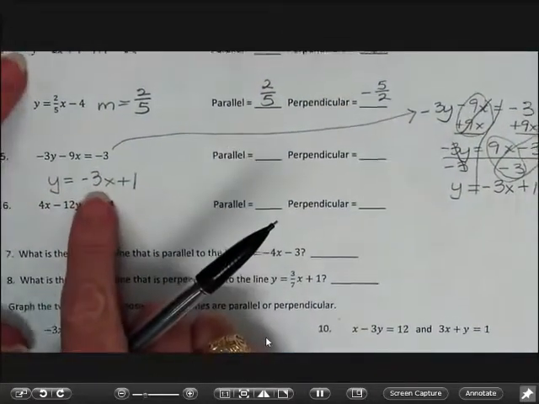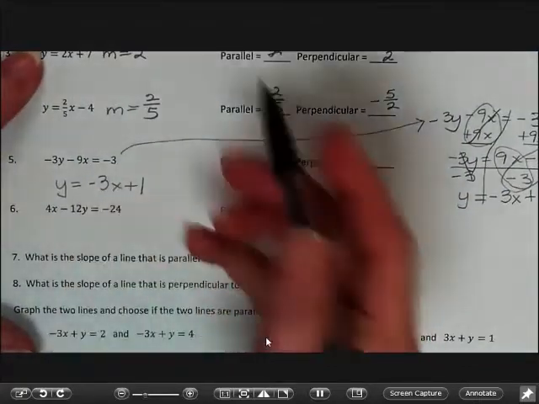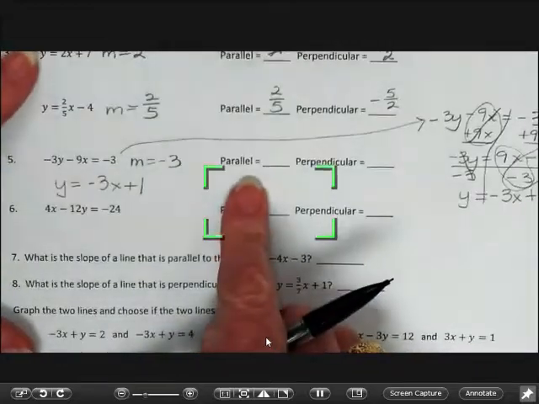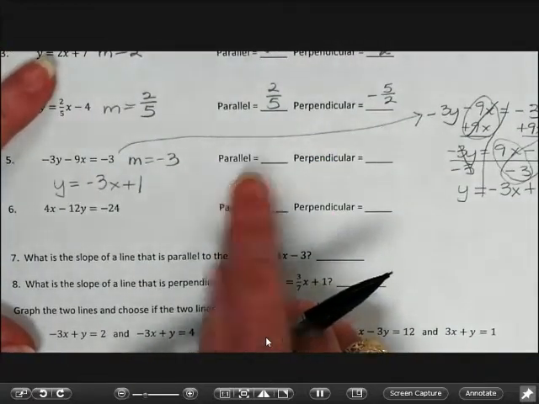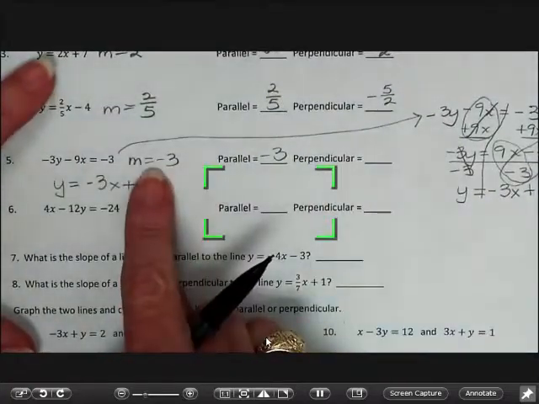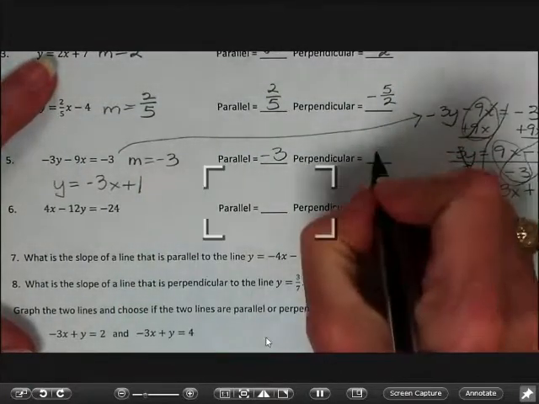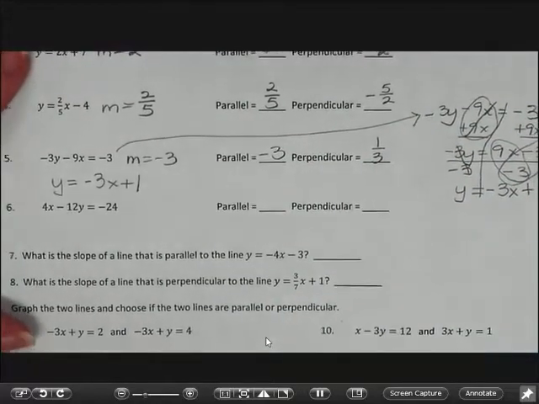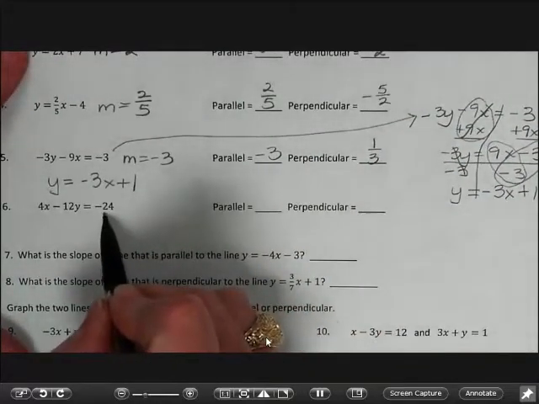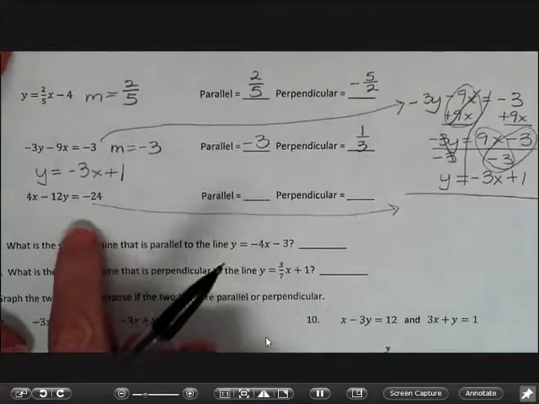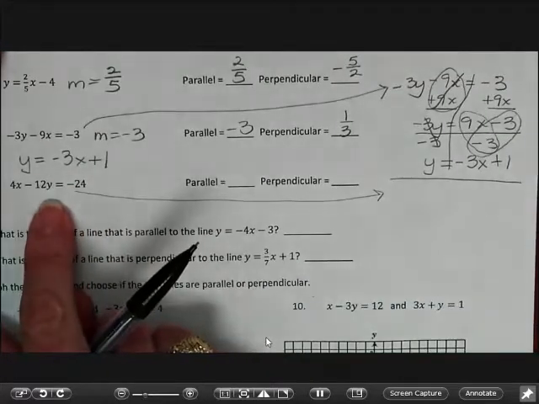Okay, so what is my slope? Negative 3. If I have a line that's parallel, what will the slope be? And if I have a line that's perpendicular to this, what will my slope be? Positive 1/3. So the sign changes and we take the reciprocal. Okay, so let's do the same thing. I'm going to have you guys do that one over here. So go ahead and convert this to slope-intercept form.